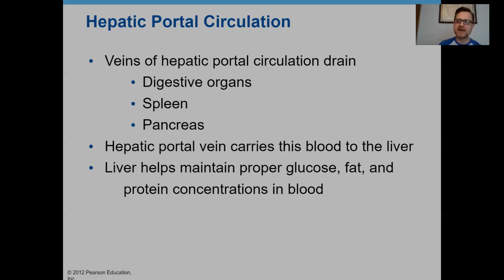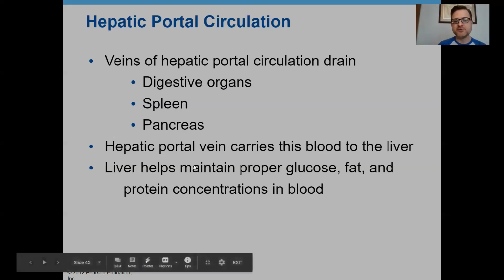So having what's called the hepatic portal circulation, your digestive organs, your spleen, your pancreas, as blood leaves those regions, it drains into a vein, the hepatic portal vein, which then carries the blood to the liver. Your liver helps to regulate and monitor what's in your blood after it goes through your digestive organs, all right? Your liver helps to maintain proper glucose, fat, and protein concentrations. You've already discussed that.